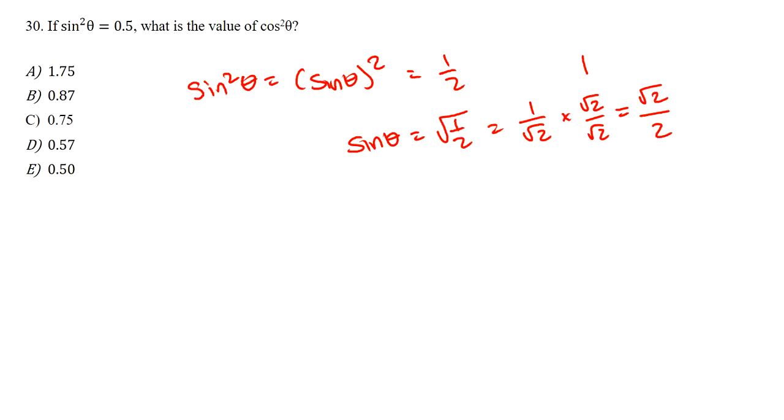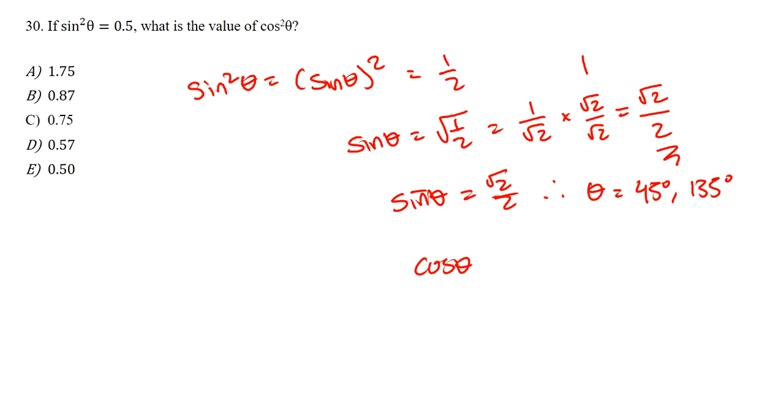So from trigonometry, you should recognize this as a value on the unit circle, and so we know that if sine of theta is equal to square root of 2 over 2, then theta is going to equal either 45 degrees or 135 degrees. Okay, so now we're going to go from sine of theta and try to convert that to cosine of theta. So cosine of theta is going to be either cosine of 45 degrees or cosine of 135 degrees.